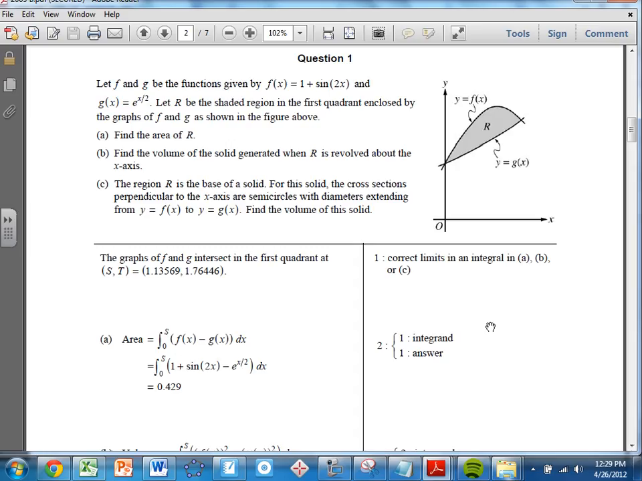So for example, if you got the wrong limits in the integral, if you did not put the right limits here, you didn't get that point in the beginning. If you had the wrong integrand, any part of it's wrong, you automatically don't get that point. If you had the wrong answer, you don't get the point.